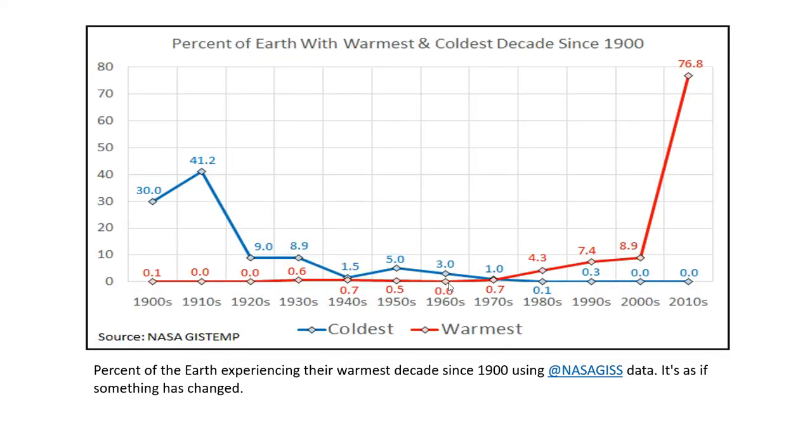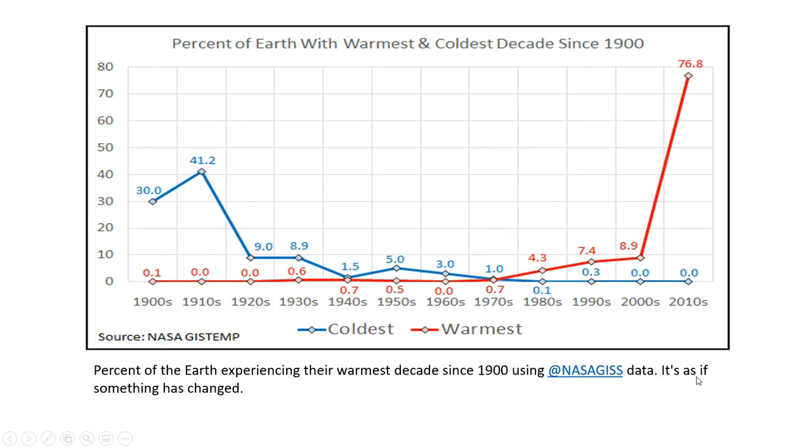Now, percent of the Earth with the warmest and coldest decade since 1900. That's what you really ought to be looking at right there. The last 20 years has just shot up. Percent of the Earth that experienced the warmest decade since 1900.